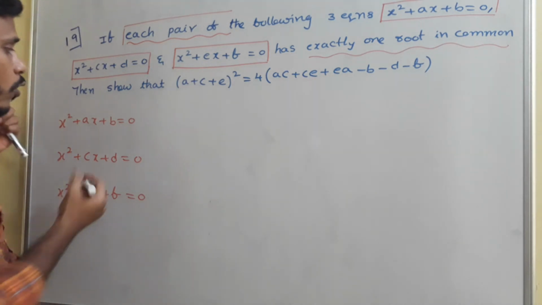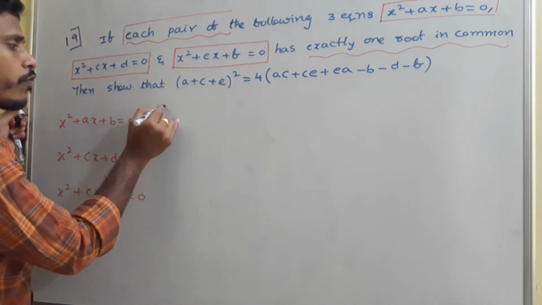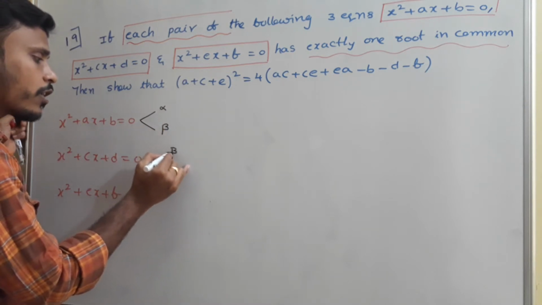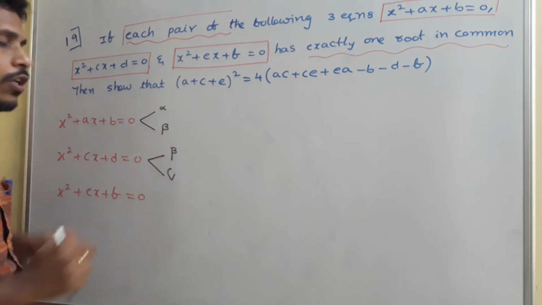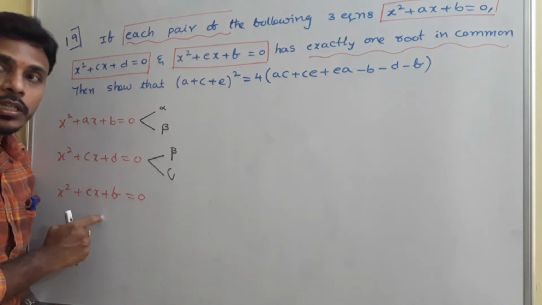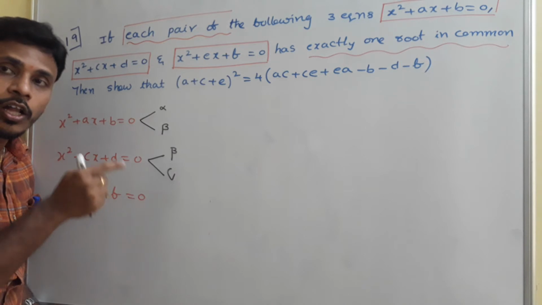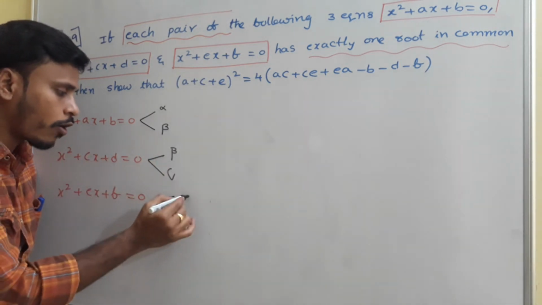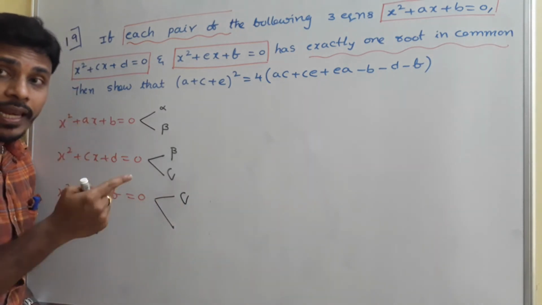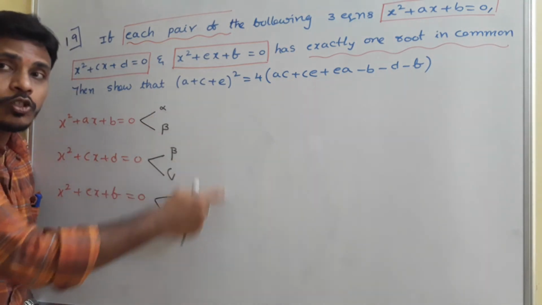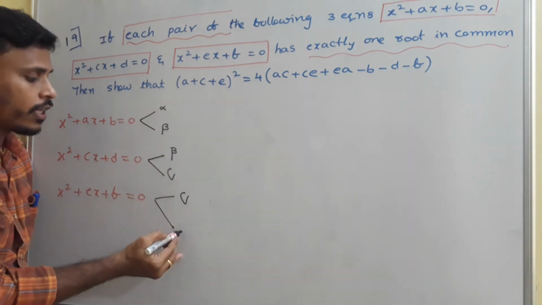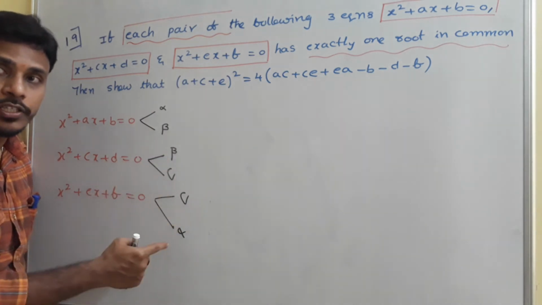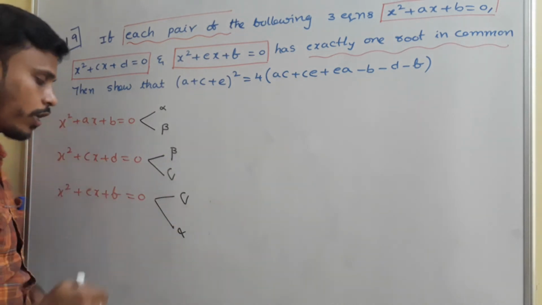Since each pair has one root in common, you just take the roots of the first equation as alpha, beta. Then the roots of the second equation are beta, gamma. Why? Because one root is common for this pair. Then coming to the third pair, second and third equation also have one root in common. Since it has beta, gamma, you just take one of the roots as gamma. See, every pair has one root common. Third and first also must have a common root. So alpha, and then take here it is alpha. So alpha, beta, gamma, alpha, like that. If you consider, every pair of equations have one root in common.